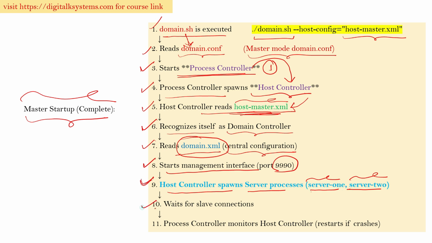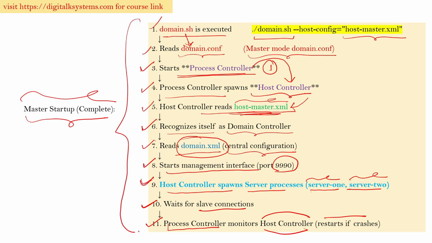And after that, your domain controller is going to wait for slave connections, right? Whenever you start your slave nodes, then your slave nodes contact your domain controller in the domain mode. So after that, your domain controller is going to wait for the slave connections. And then the process controller continuously monitors your host controllers. If one crashes, it automatically restarts. So this is a very critical process to understand. And if you have a complete understanding of this process, then you can say you have a good understanding of the internal architecture of your JBoss.